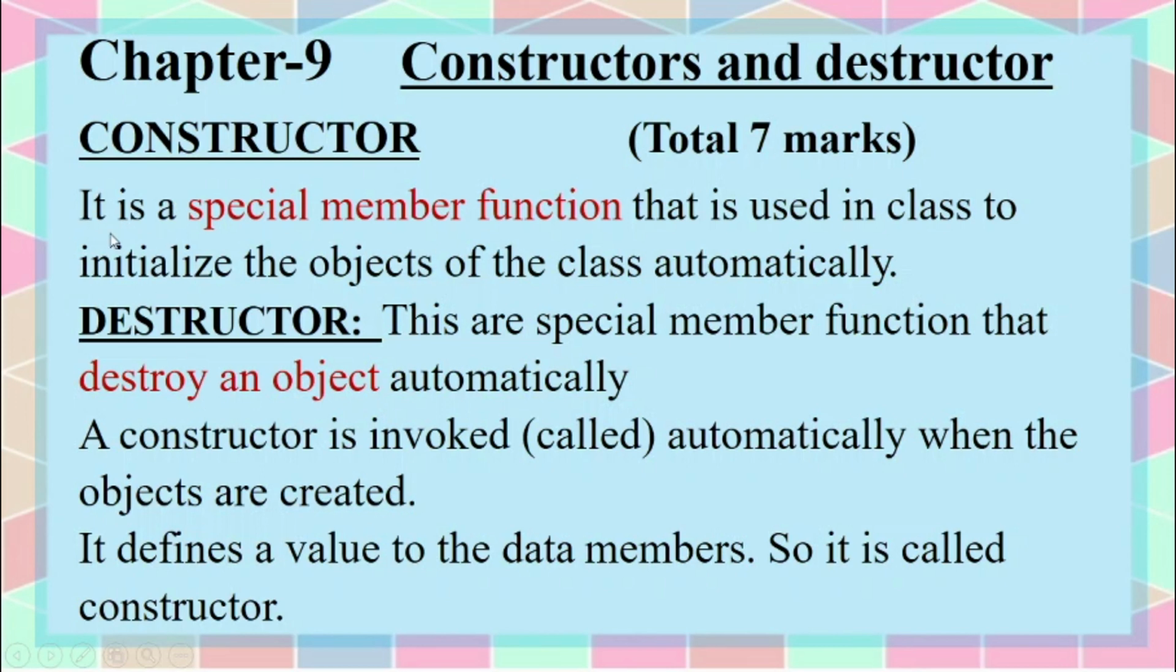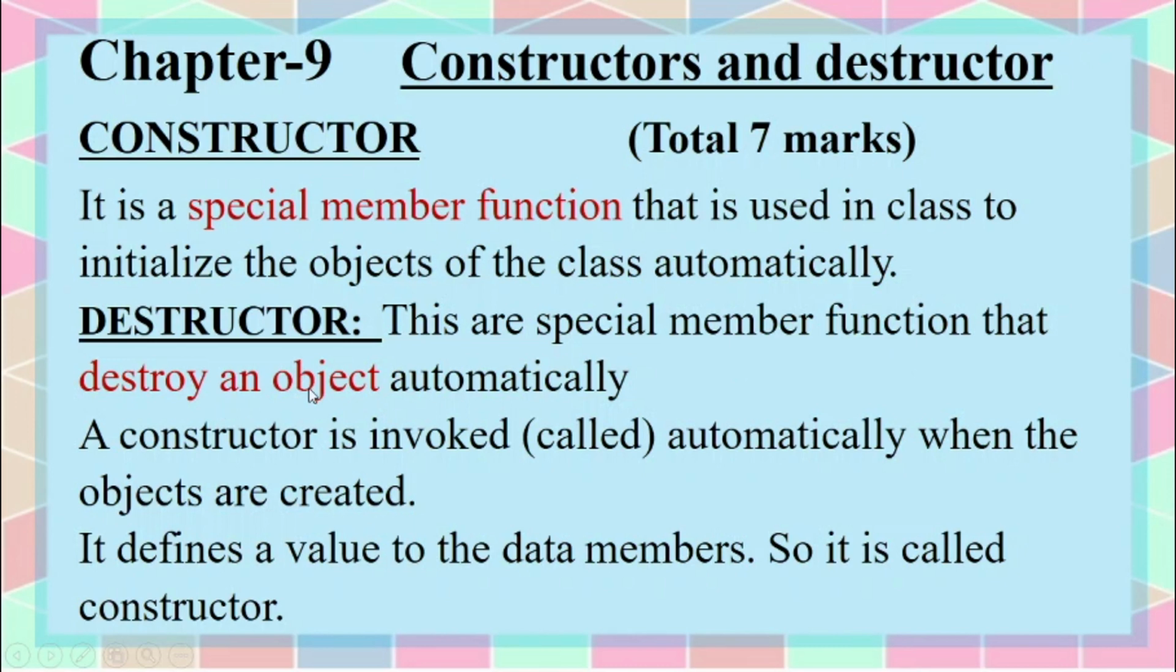Once again, it is a special member function that is used in a class to initialize the objects of the class automatically. Initializing the object means it defines a value to the data members, so it is called a constructor. That means the initial value of the variable can be provided using a special member function called the constructor. And after the use of that data variable, that variable can be deleted from the program using the member function destructor. These are special member functions that destroy an object automatically from the program.